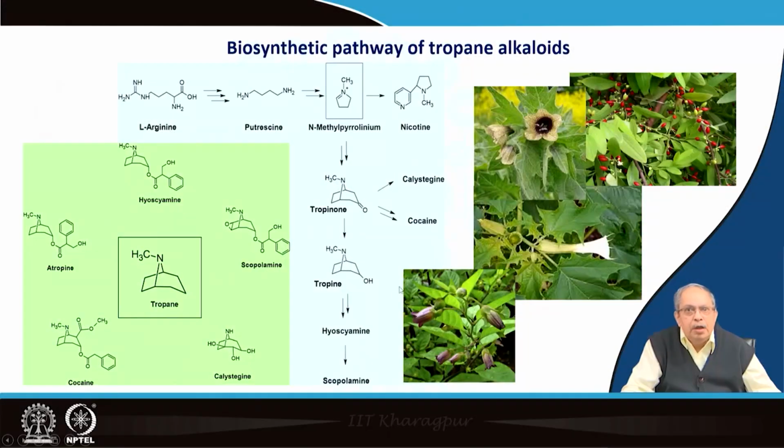So, I have already mentioned that this is the basic route of tropane alkaloids, and the products of our interest are hyoscyamine, scopolamine, calystegine and so on. And these are some of the plants I have mentioned: this is henbane or Hyoscyamus niger, this is Atropa belladonna, this is Datura stramonium and so on.